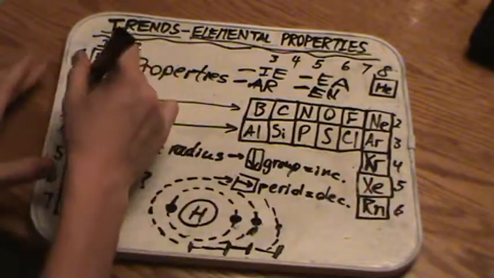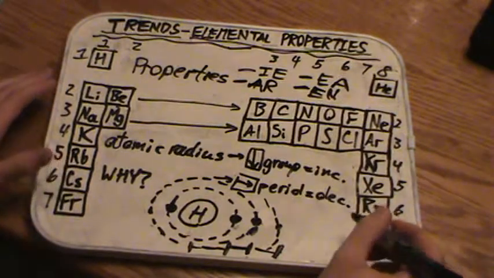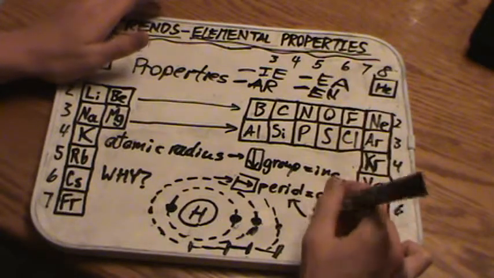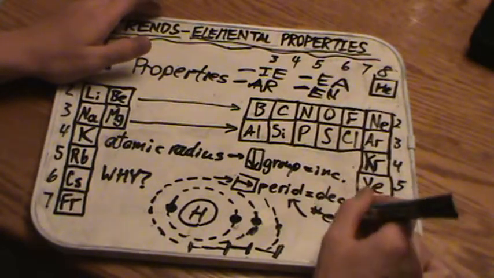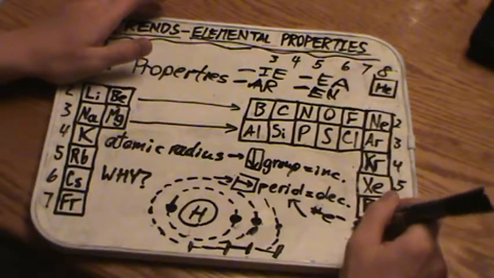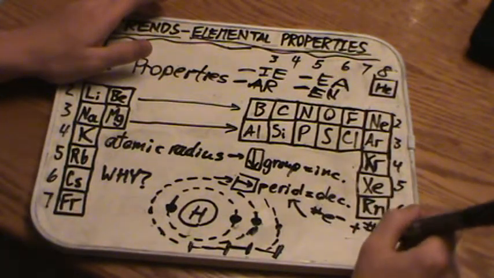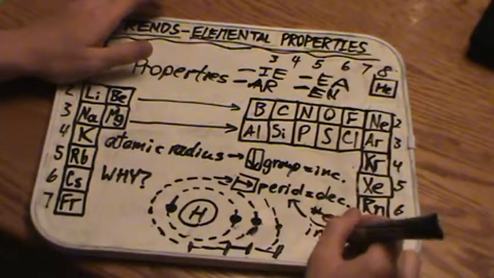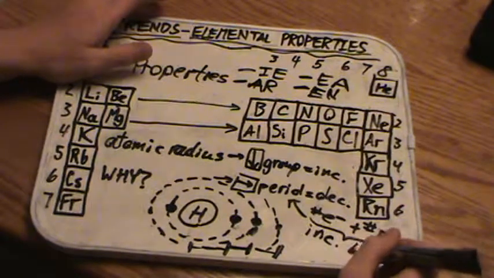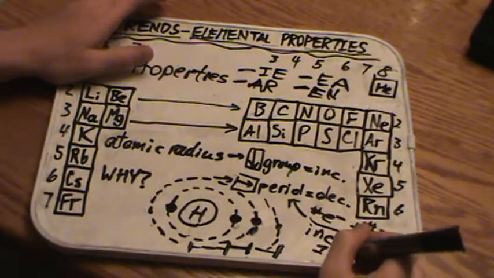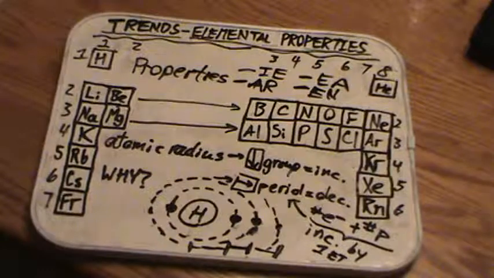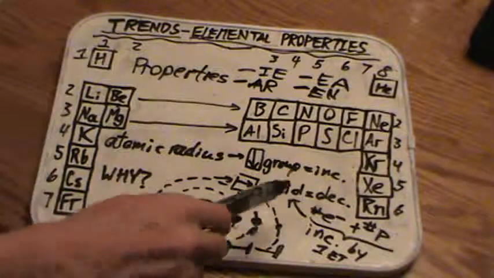Okay, so across the period. Well, as we know, across the period, the number of electrons and the number of protons increases by 1 each time. And this is actually pretty interesting because it would seem as though the trend is counterintuitive.